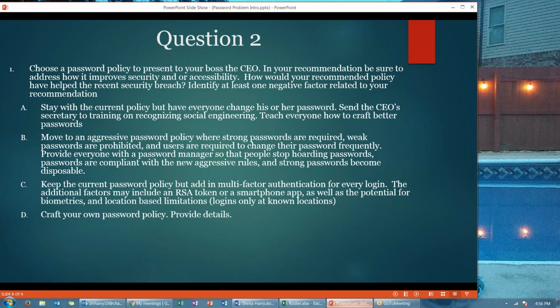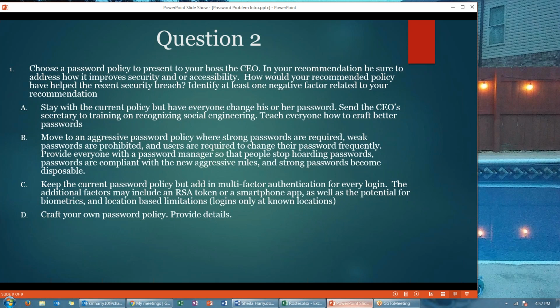B, you can move to an aggressive password policy where strong passwords are required, weak passwords are prohibited, and users are required to change their password frequently. Provide everyone with a password manager so that people stop hoarding passwords. Passwords are compliant with the new aggressive rules, and strong passwords become disposable. C, you can keep the current password policy, but add in multi-factor authentication for every login. The additional factors may include an RSA token or a smartphone app, as well as the potential for biometrics and location-based limitations. And of course, that's where it accepts logins only from known locations.